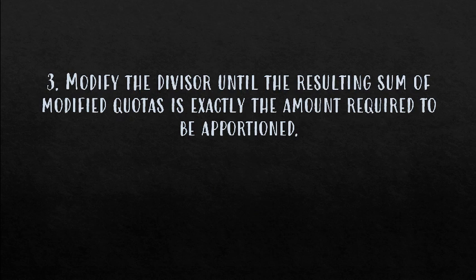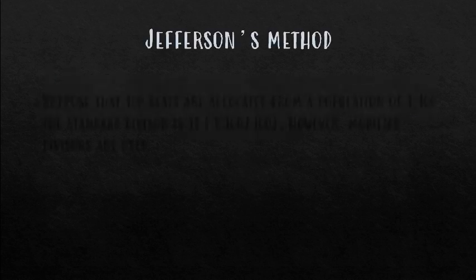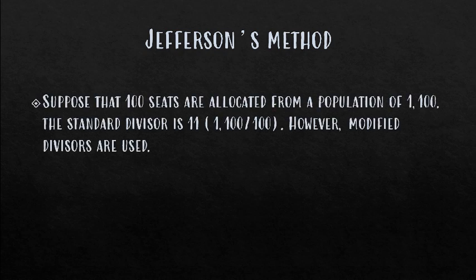This is where the trial and error comes in. The divisor should be modified until the resulting sum of modified quotas is exactly the amount required to be apportioned. In Jefferson's method, suppose that 100 seats are allocated from a population of 1,100. The standard divisor is 11, that is 1,100 over 100. However, modified divisors are used.